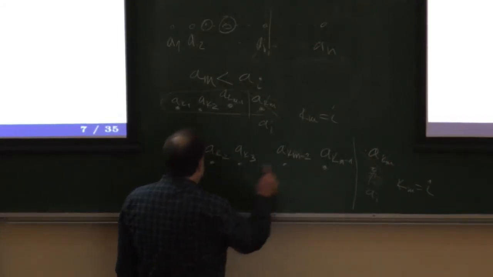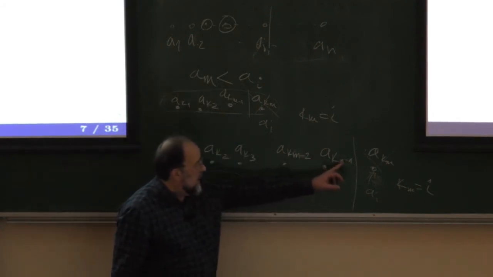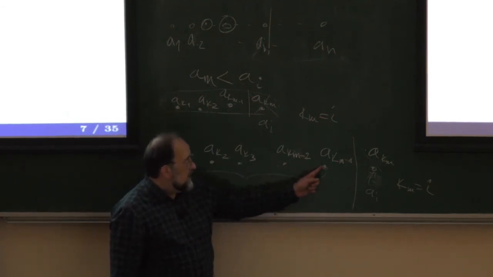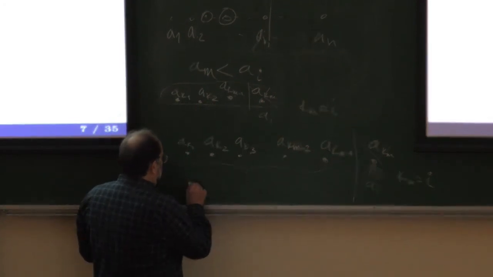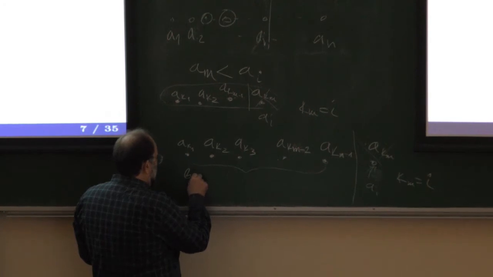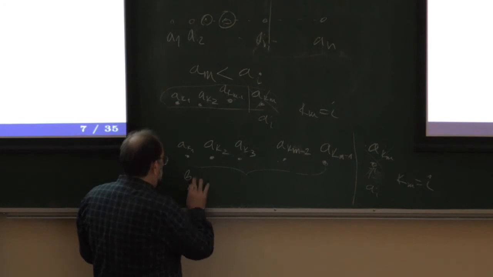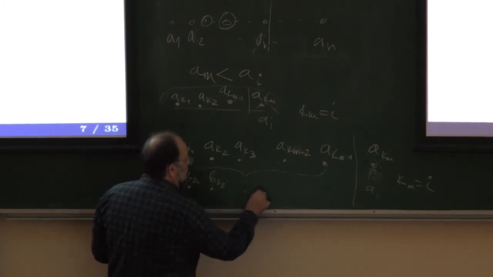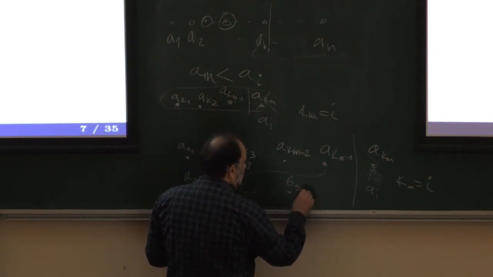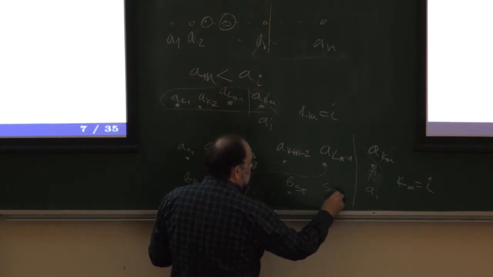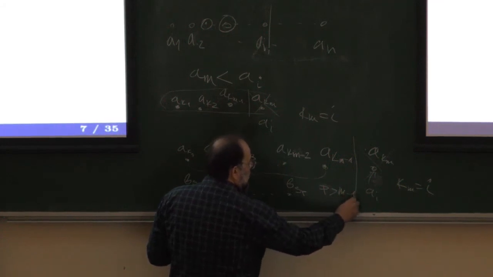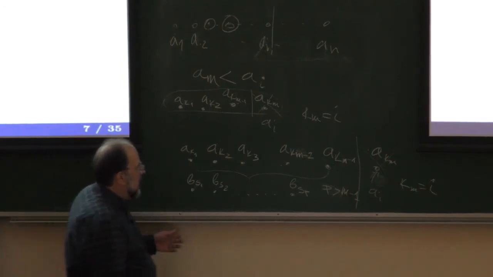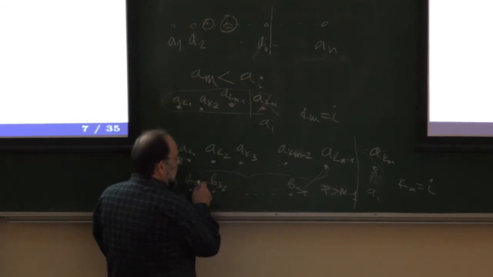Well, I'm claiming that if this is the optimal solution and I delete this last element, what's left is the optimal solution for A_K(m-1). Namely, it's the longest increasing sequence that ends with the particular element K(m-1). Why is this so? Well, assume it is not. So assume there is another sequence B_S1, B_S2, all the way to B_SP, such that P is larger than m-1. Right? So there is a longer sequence that finishes with A_Km.